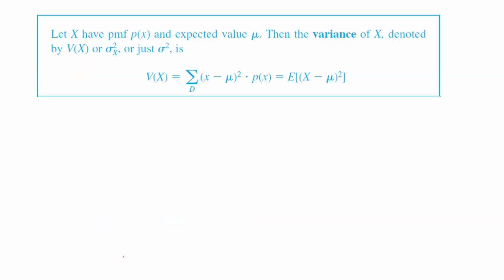The next important topic is the topic of the variance. For any random variable, we are interested in finding the expected value and also the variance. Let x have the probability mass function px and expected value mu. Then the variance of x, which is denoted by variance of x, or sigma squared, is the summation of the deviations from the mean to the second power times px. This happens to be the expected value of x minus mu to the second power.